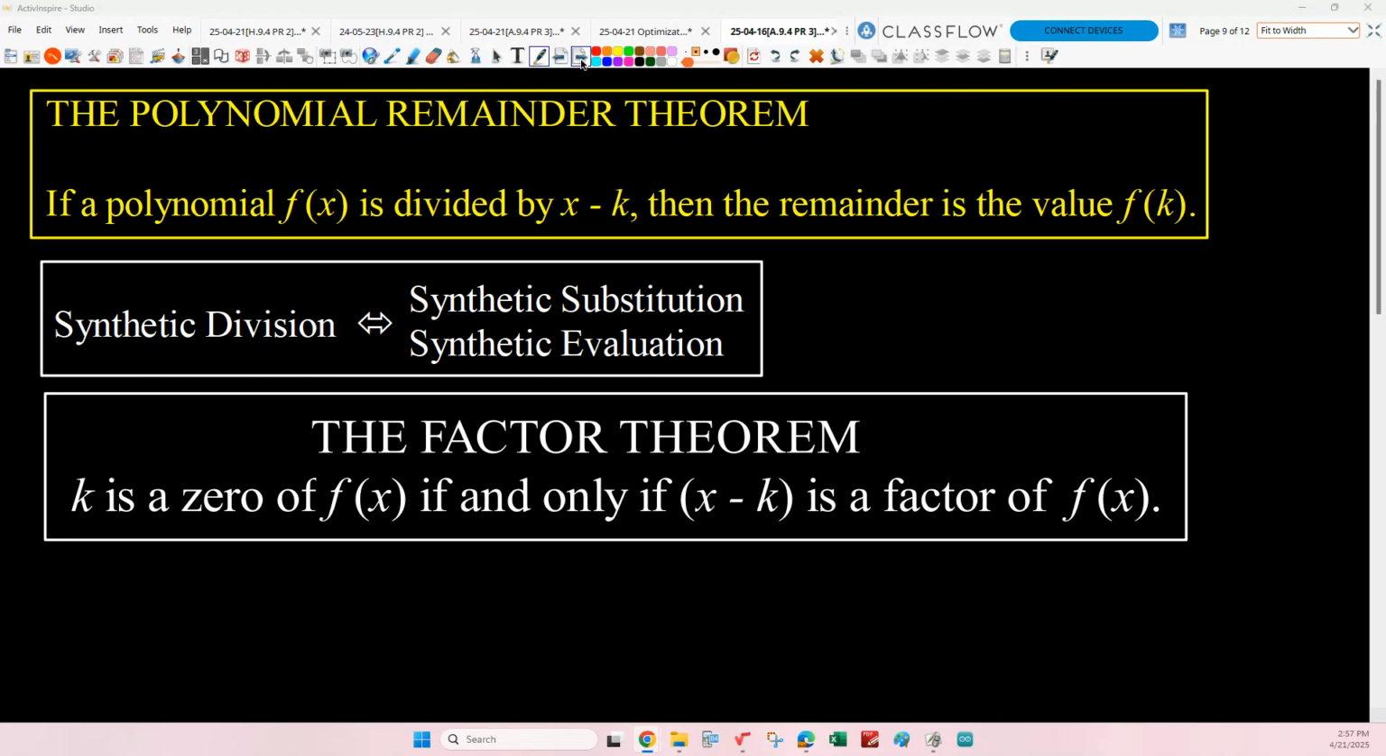And then this again just talks about the different theorems. The remainder theorem is what we get when we put in the k value. Then the factor theorem, if k is a 0, then x minus k is the factor.